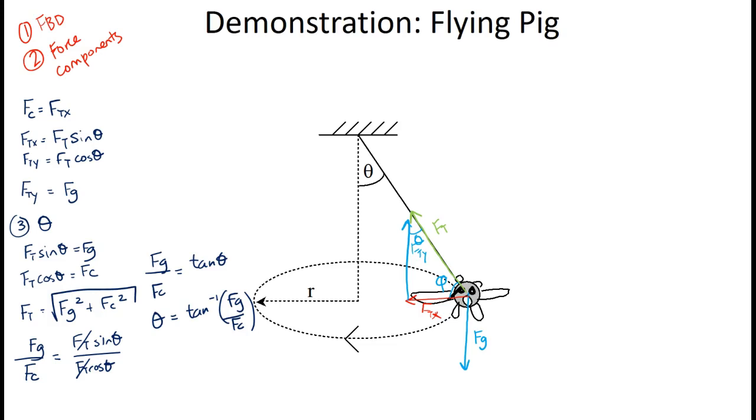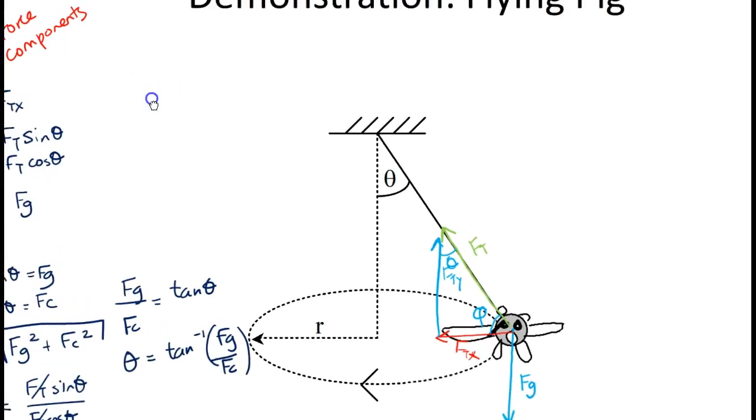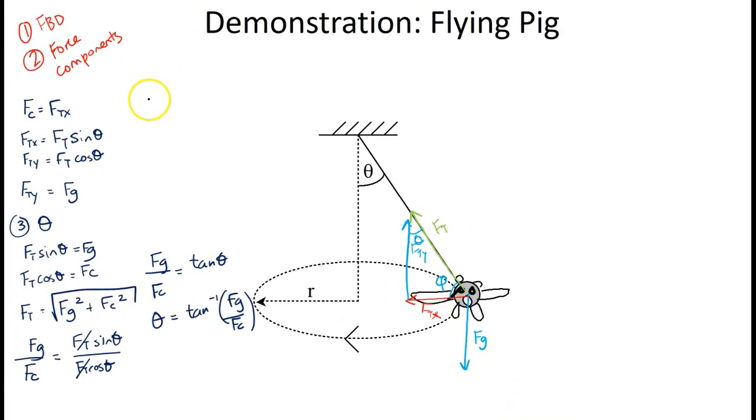Now, this does hinge upon you knowing velocity. You need to know velocity is 2 pi r over T. But in class, what you're going to measure is r, so you'll be able to do that. Okay? Because FC again is equal to mv squared over r. Okay? But other than that, that's all you need to do for the flying pig.